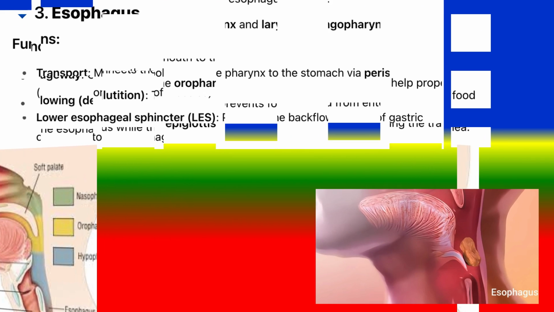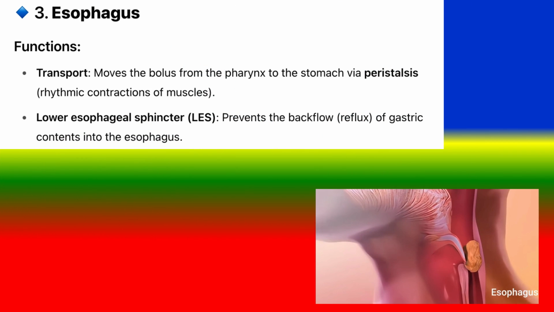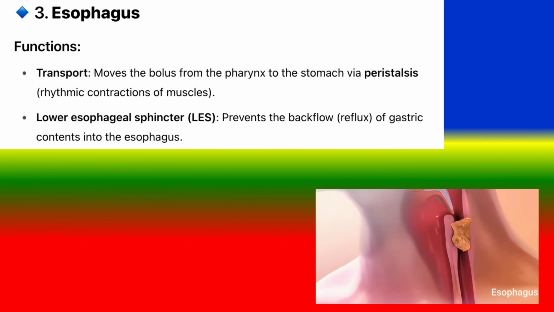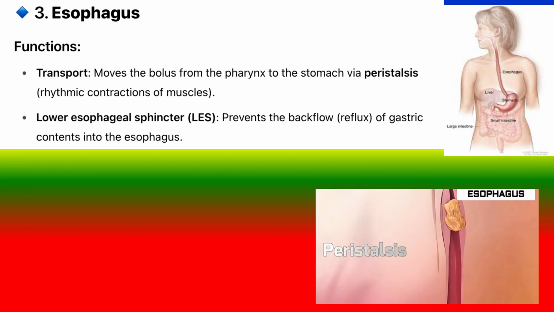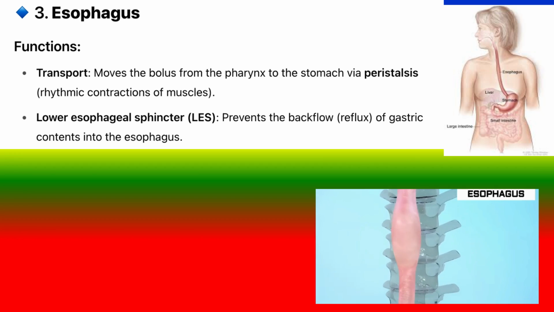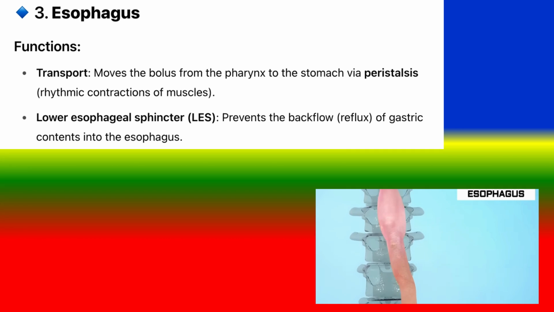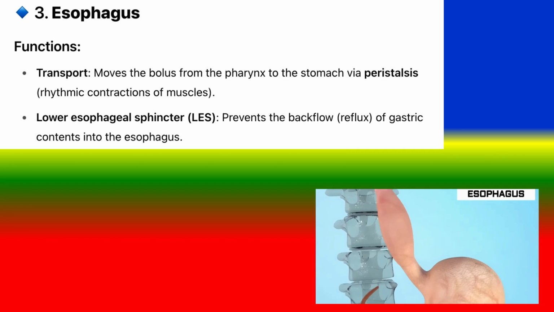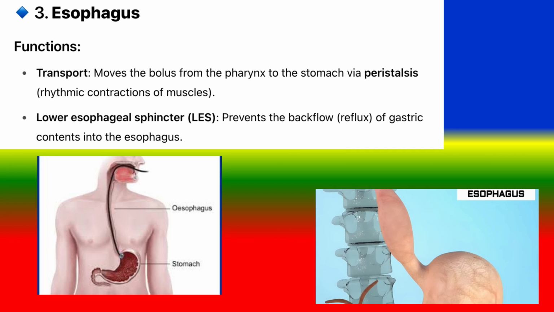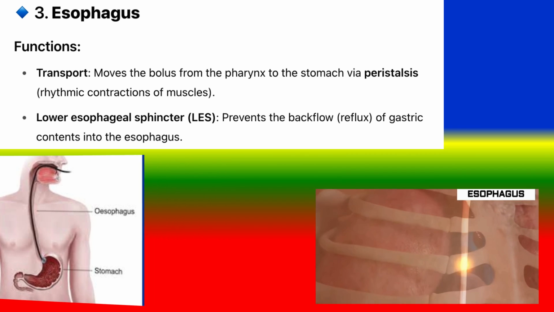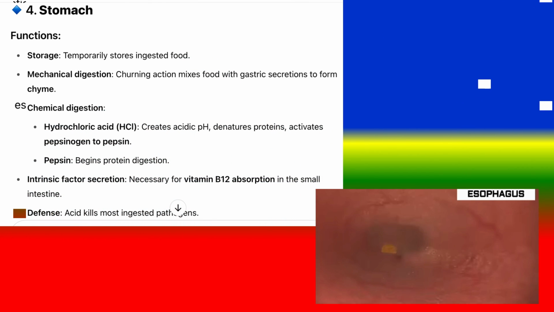trachea. 3. Esophagus. Functions: transport, moves the bolus from the pharynx to the stomach via peristalsis, rhythmic contractions of muscles. Lower esophageal sphincter, LES, prevents the backflow, reflux, of gastric contents into the esophagus. 4. Stomach. Functions: storage, temporarily stores ingested food.